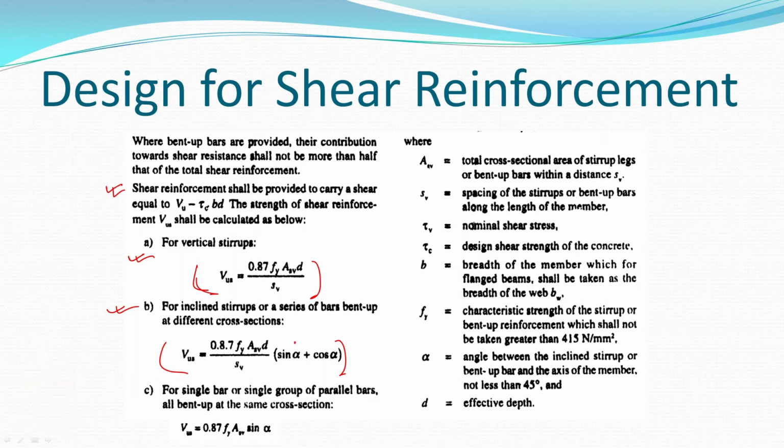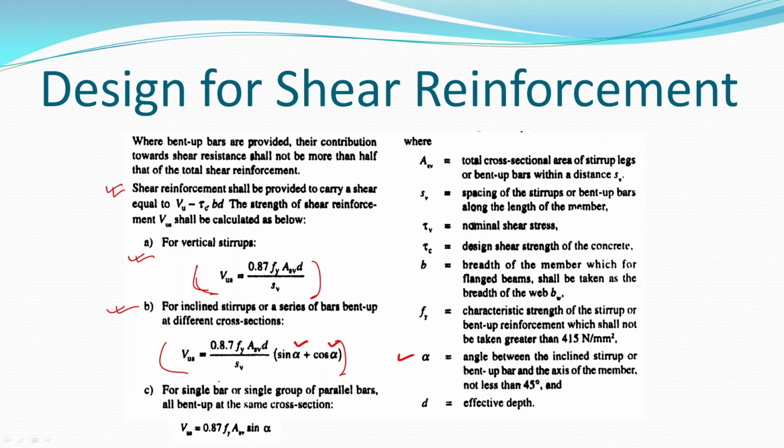So here you can see alpha is given, that means it is actually the angle. Look here, alpha is the angle between the inclined stirrup or the bent up bars and the axis of the member, not less than 45 degree. Definitely it will be greater than or equal to 45 degree.